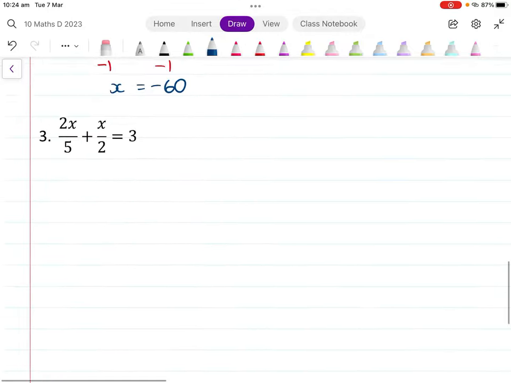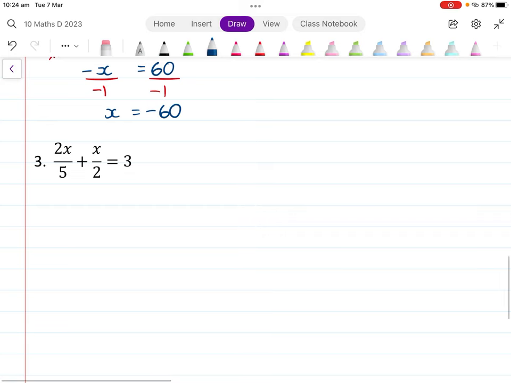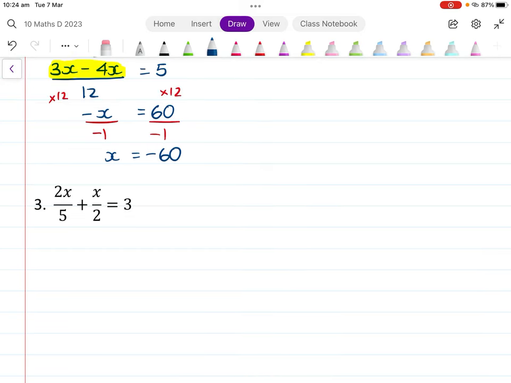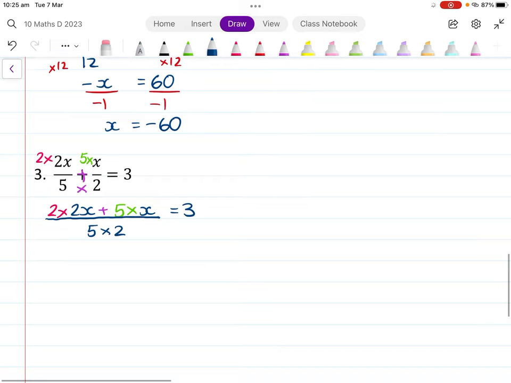Our next and final example, sorry, just checking that is the last one. We have 2x over 5 plus x over 2 equals 3. So we want to multiply that first numerator by the opposite denominator of 2. We want to multiply that second numerator by the opposite denominator of 5. We have our plus sign in between, and we want to multiply our denominators together. So what this will look like is 2 times our 2x plus 5 times our x all over our 5 times 2 equals our 3.